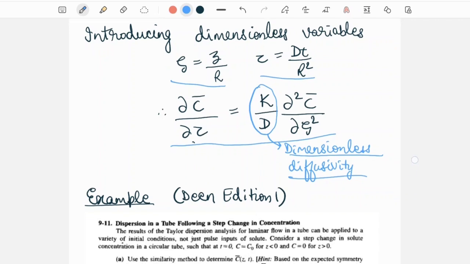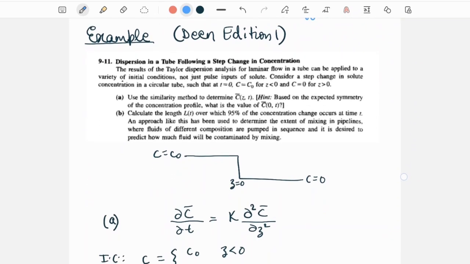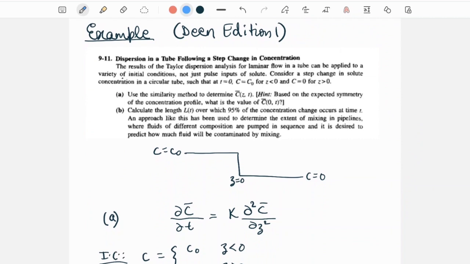So with this, let's take an example. This example is from Professor Dean's book, edition 1. This is question number 9, the 11th question of chapter number 9, where they take the Taylor phenomena setup and they say that you can apply this even for step pulses. For step input, you don't just have to do this for, say, pulses that are getting injected into a tube. You can even do this for step cases, which is what this question is asking us to do.